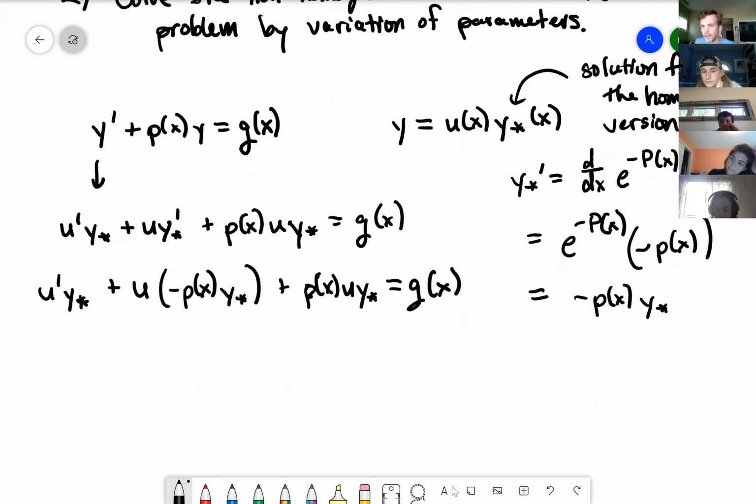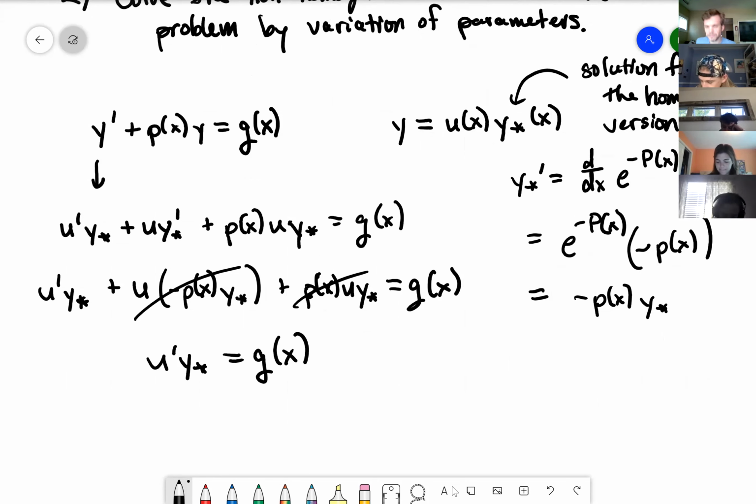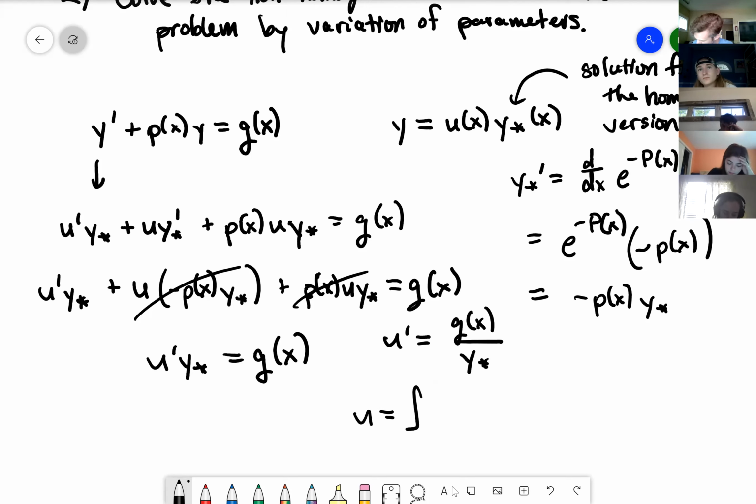Okay. So then you know at this step what happens. These two things are just the positive and negative of each other, so they cancel out. And we're just left with u prime y star is equal to q of x. And then we can solve for u by saying u is equal to, well, let's do it in 2 steps. U prime is equal to q of x divided by y star, where y star is our solution version. And then u is, of course, just the antiderivative.